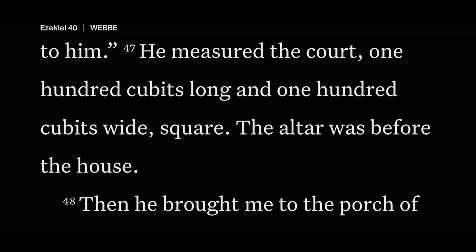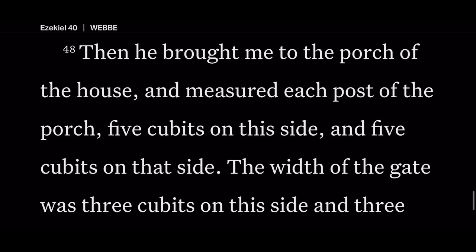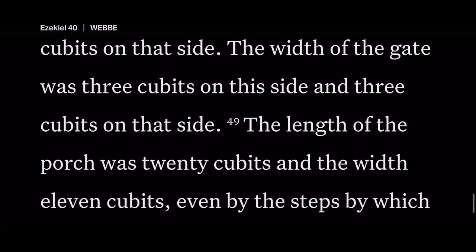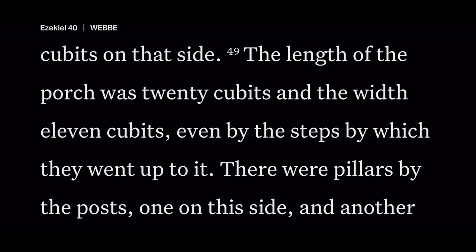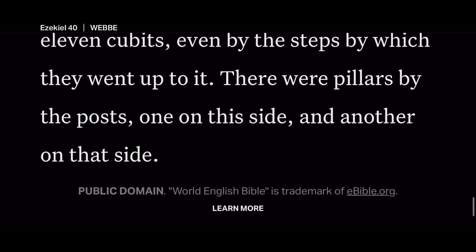The altar was before the house. Then he brought me to the porch of the house and measured each post of the porch, 5 cubits on this side and 5 cubits on that side. The width of the gate was 3 cubits on this side and 3 cubits on that side. The length of the porch was 20 cubits and the width 11 cubits, even by the steps by which they went up to it. There were pillars by the post, one on this side and another on that side.